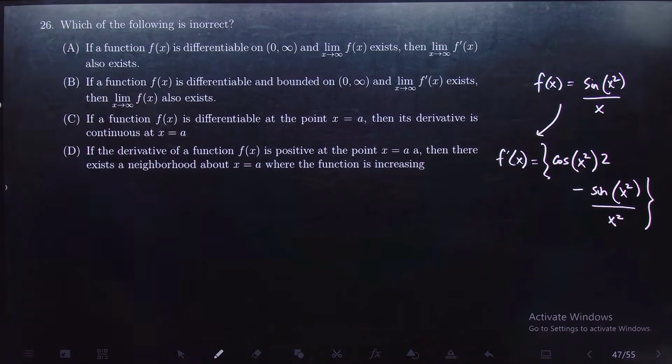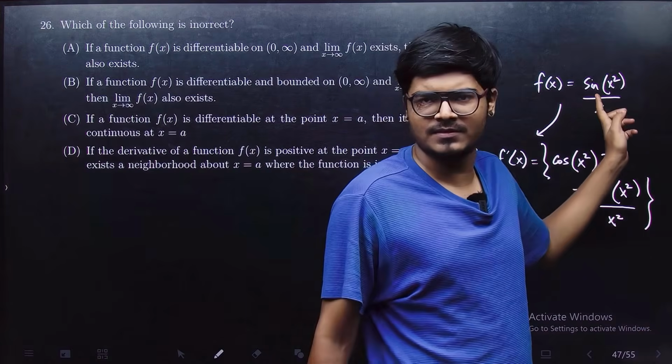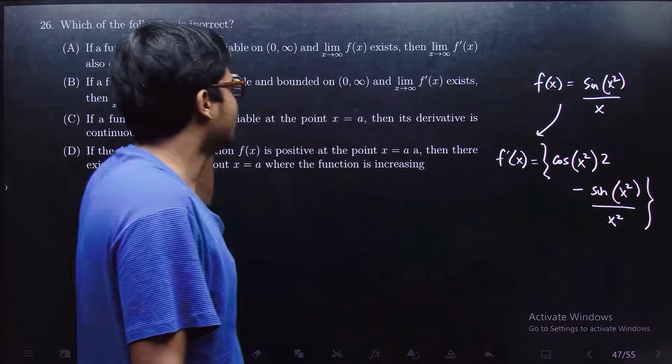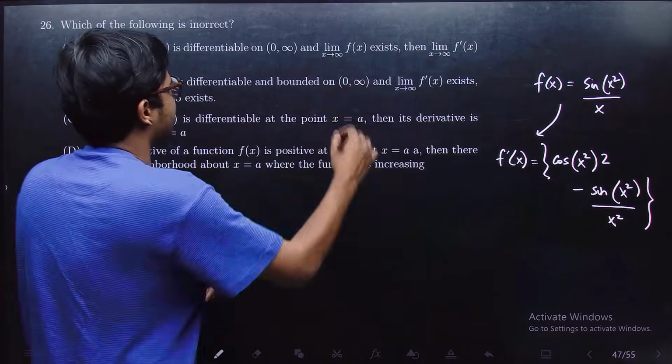The question is, does limit f(x) exist? Yes, right? Because it's going to be bounded by 1 by x and minus 1 by x, right? So at every point it does exist. Or rather, as x goes to infinity, this is bounded, so this will go to 0, right? So this does exist, right?